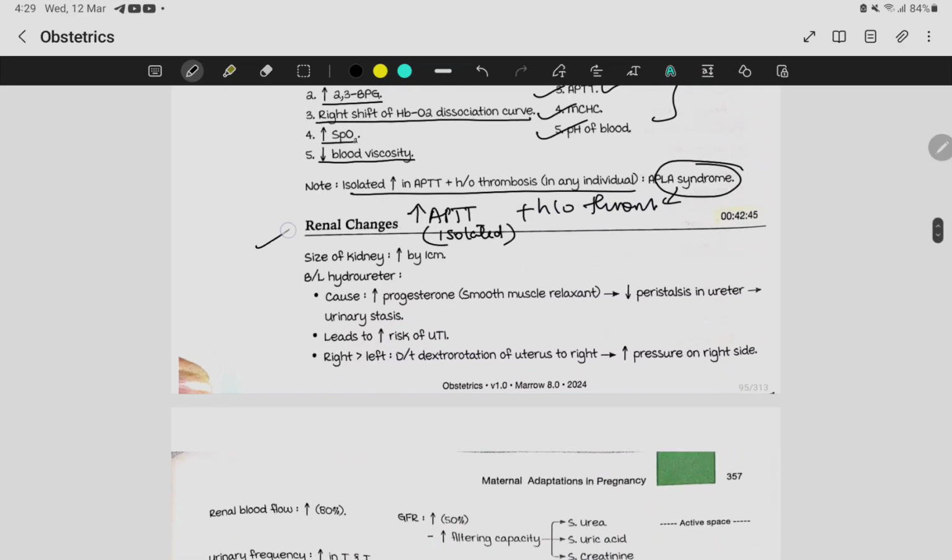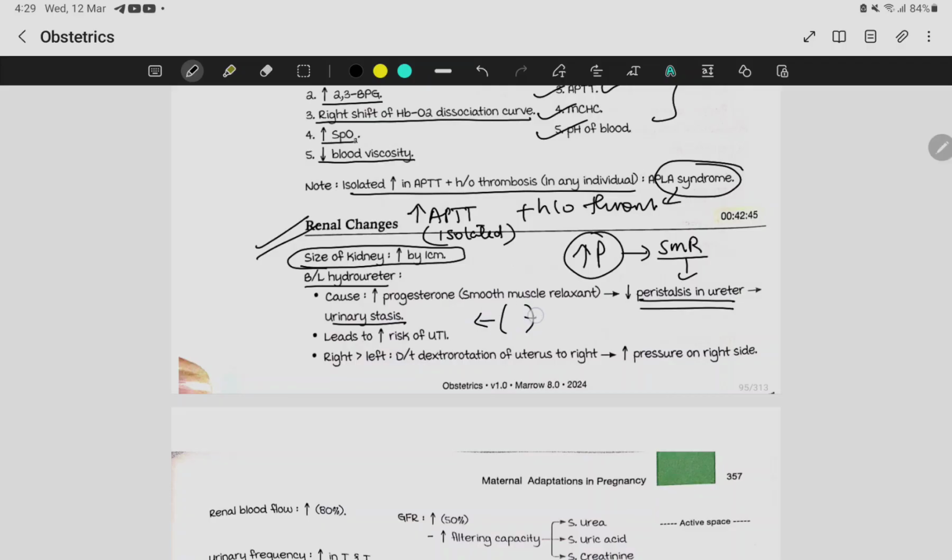Okay, coming to the renal changes, we have the size of the kidney which increases by 1 centimeter. There can be bilateral hydroureter. Why hydroureter? Because there is increase in progesterone, right? This progesterone is a smooth muscle relaxant, and hence there is decreased peristalsis and there is urinary stasis. And as the urine stasis happens, the ureter gets expanded. So this is called hydroureter. And also anywhere there is stasis, the bacteria easily come and multiply, right? So that causes increase in UTI.